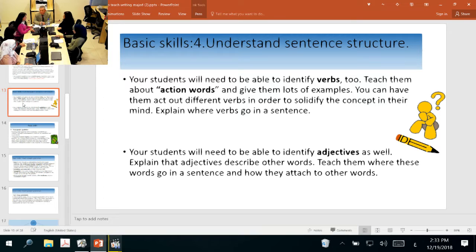Students again need to be able to identify adjectives as well. We need to explain that adjectives describe other words, describe nouns, and we need to have them after the verbs, the auxiliary verb, and before the noun. Teach them where these words go in the sentence and how they attach to other words. So the simple idea for an adjective, it comes either before the noun or after verb to be. Can we move to the following slide, Mr. Manhal?